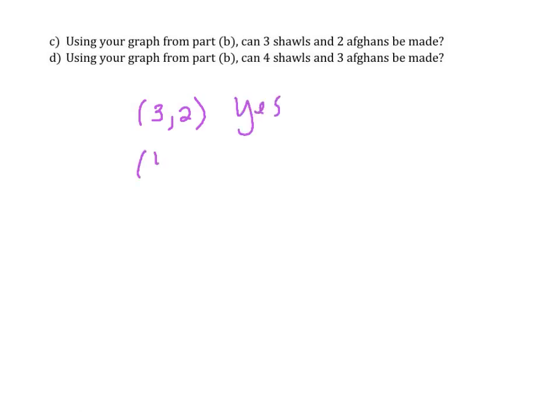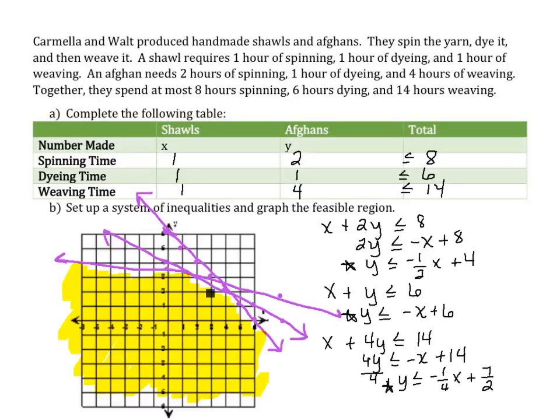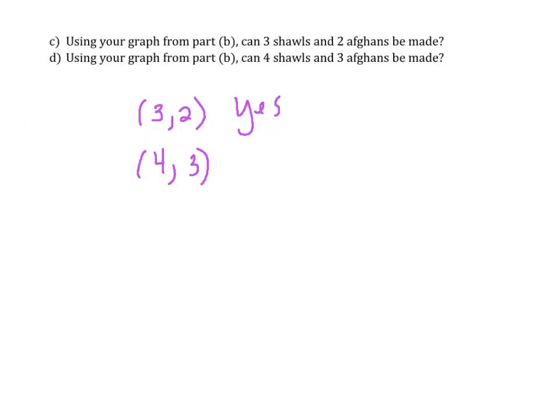How about can we do 4 shawls and 3 Afghans? So is 4, 3 in our feasible region? Can we go over 4 and up 3? Is this in our region that's shaded? No, this is not. So no, we are not able to do 4 shawls and 3 Afghans because it's not in the shaded region. And this concludes section 3.1 on graphing linear inequalities.